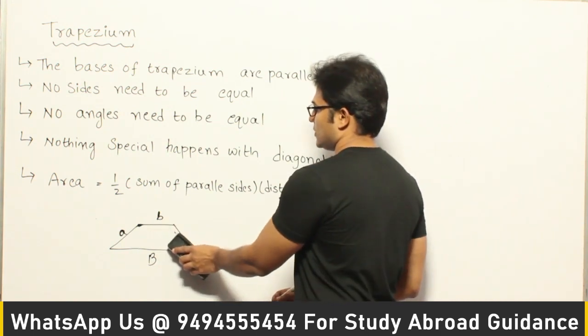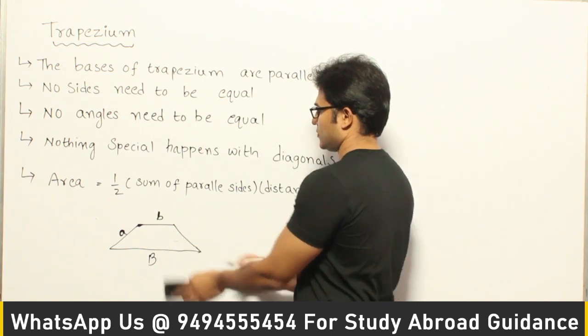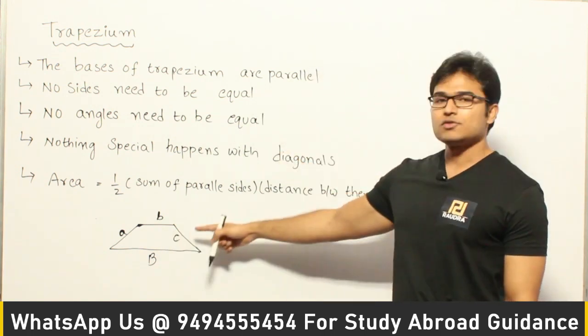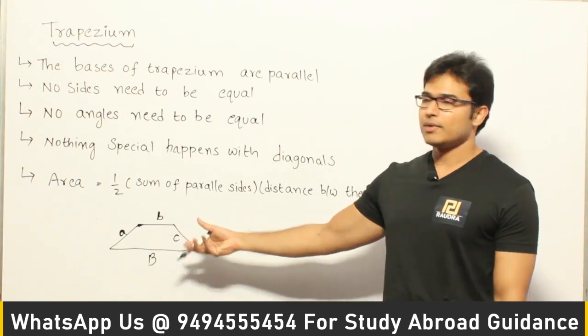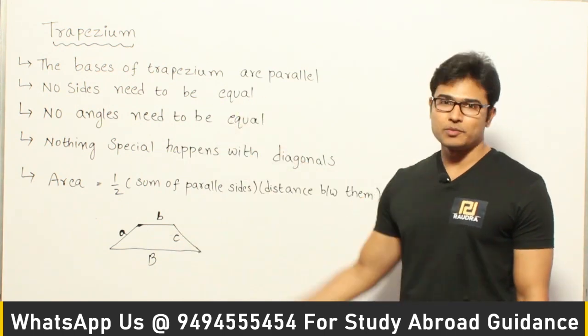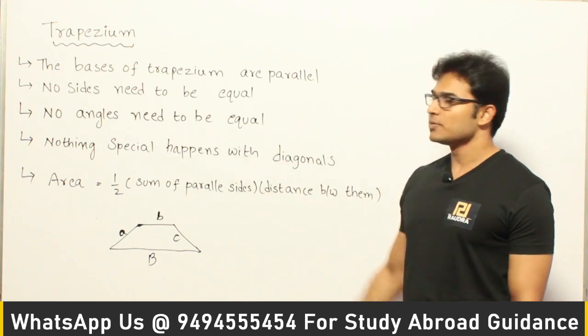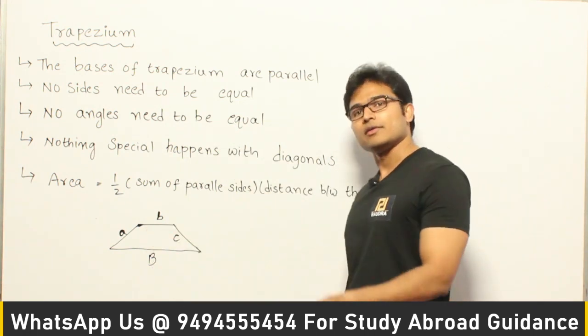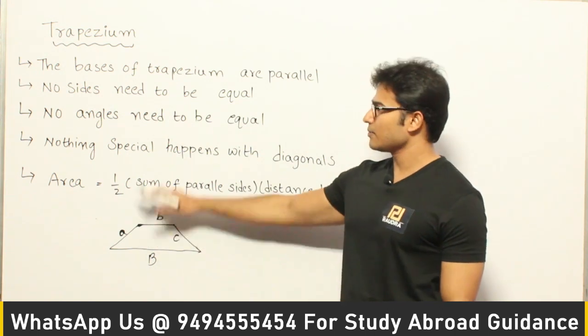Let's not call it B since B is already used. Let's call it C. Okay. No sides need to be equal, which means they may be equal, but there is no necessity that they have to be equal. And no angles need to be equal. So all these angles can be different, or they can be the same, but there is no requirement that they should be the same.